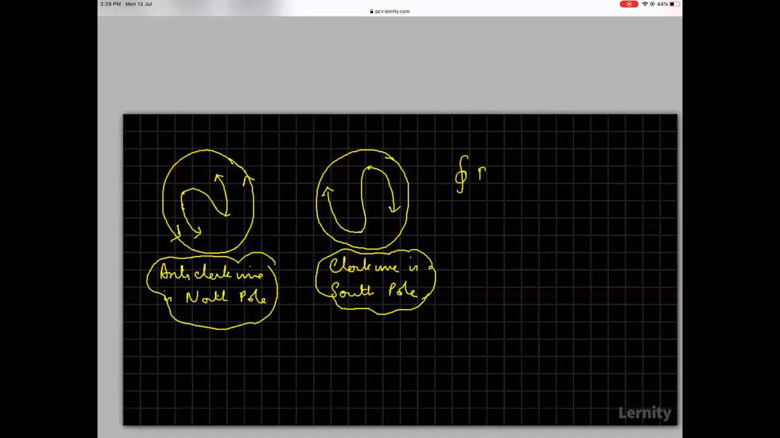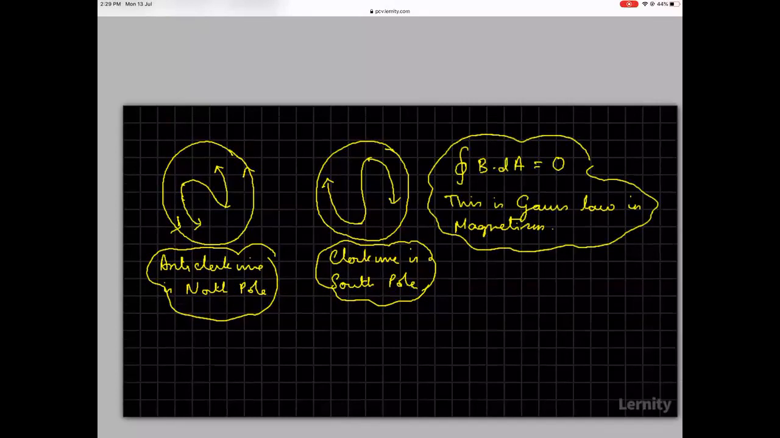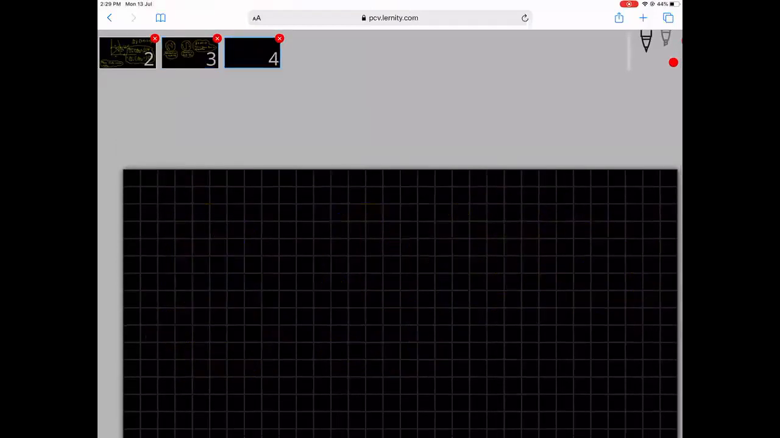Then I also explained to you that integral B dot dA is equal to 0. This is Gauss law in magnetism. Good, if you understand this, let's move on. Next is Ampere's law.